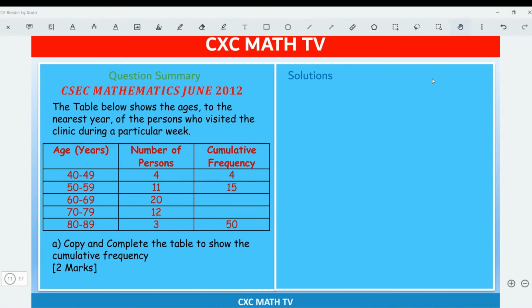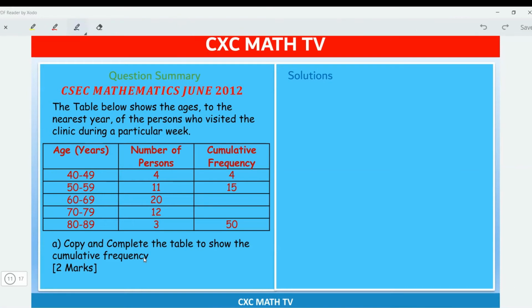So now the question says the table below shows the ages to the nearest year of persons who visited the clinic during a particular week. So noticing it's mostly elderly people visiting the clinic, but no problem. All right, so looking at it, it says copy and complete the table to show the cumulative frequency.